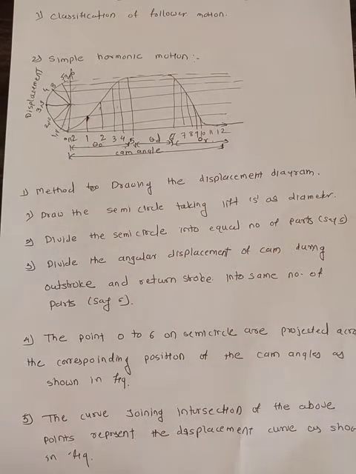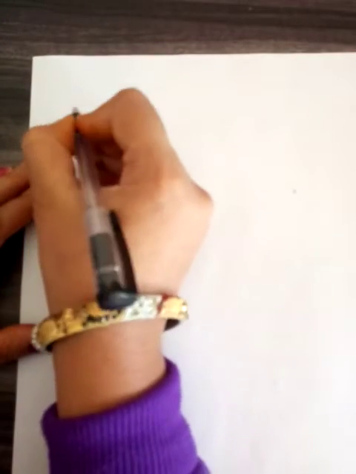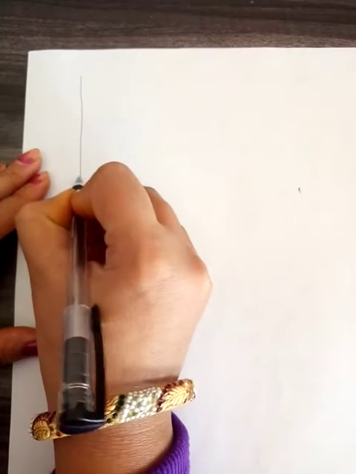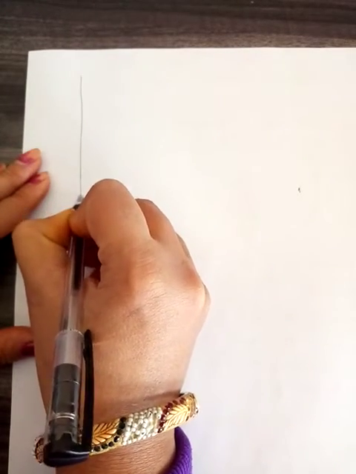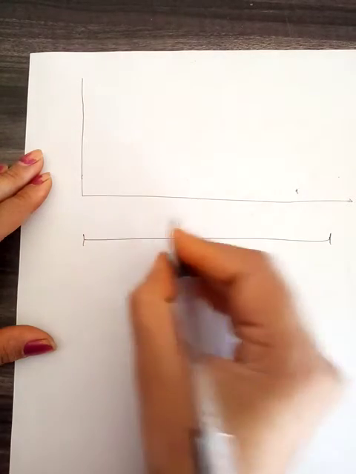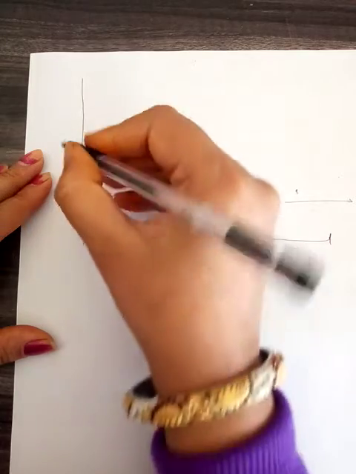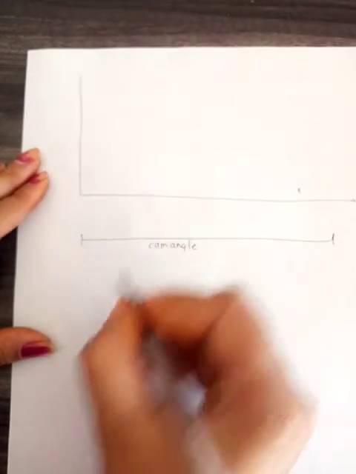Displacement diagram, that is, simple harmonic motion. We have seen it, now again how to draw it. The first step will be to draw the semicircle. Suppose this is the x-axis, which is called the cam angle. Draw the semicircle on the diameter.